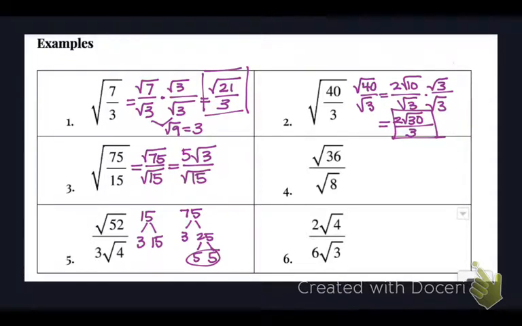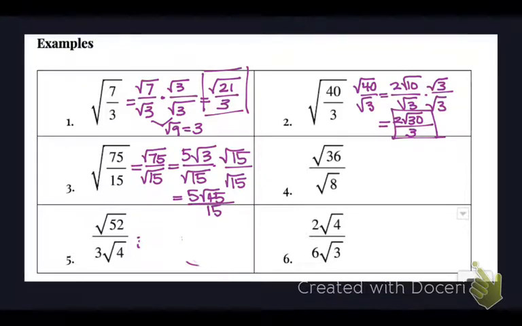And again, I don't want that radical. I can't simplify the 5 and the 15 because the 15 is trapped under that radical. So I can't do anything until I multiply by that square root. So 5 and then 3 times 15 is 45 over 15. But again, I've got that 45. I'm going to have to simplify that 45.